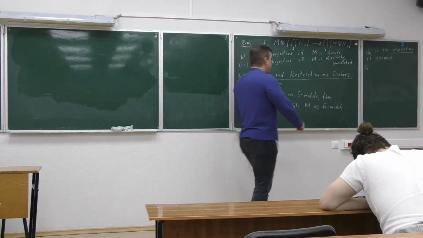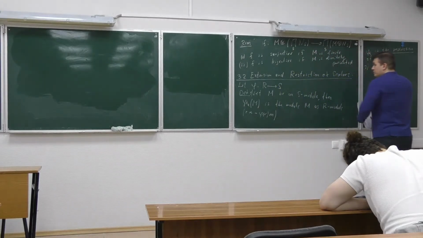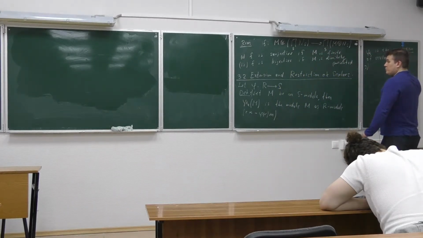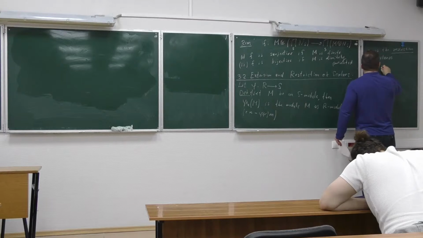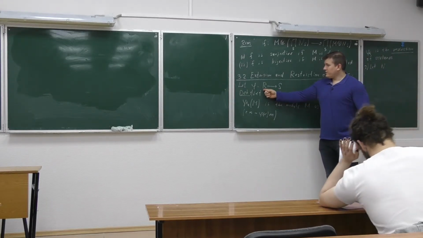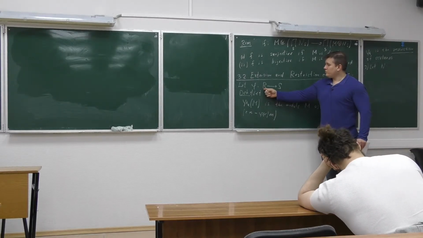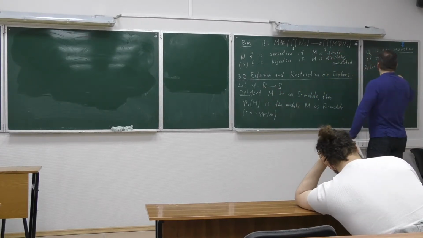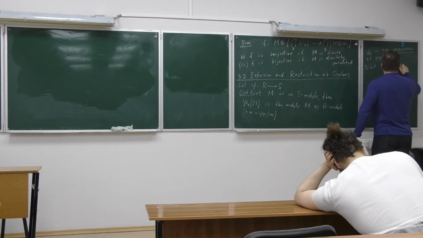Okay, so now I want to define the extension of scalars. So here I do the following. I start with the module N, which is a module over R. And the extension of scalars will be an operation that will give me a module over S. So let N be an R module.